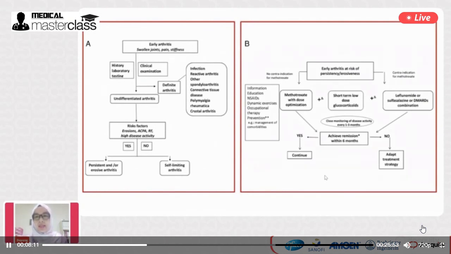Briefly, this recommendation recommends early treatment, and the first line is always methotrexate unless contraindicated.